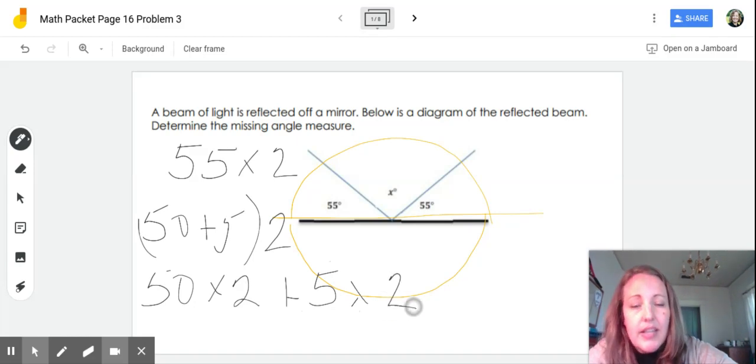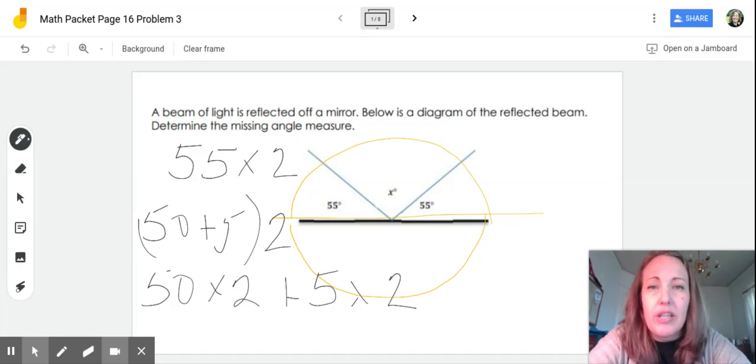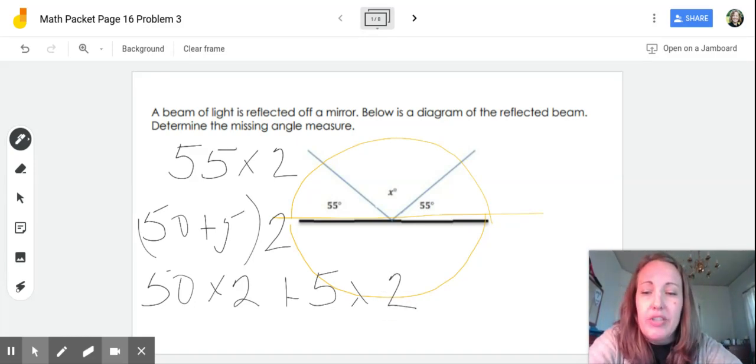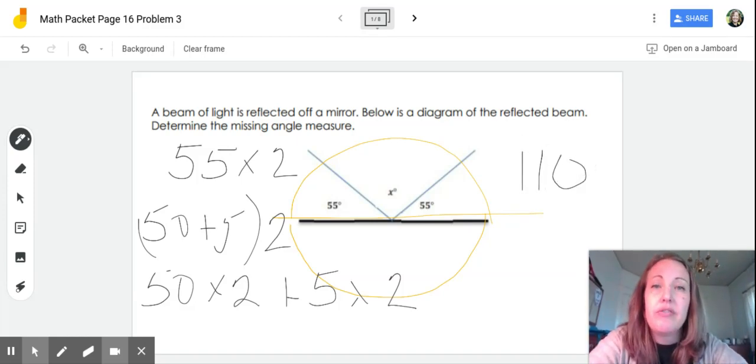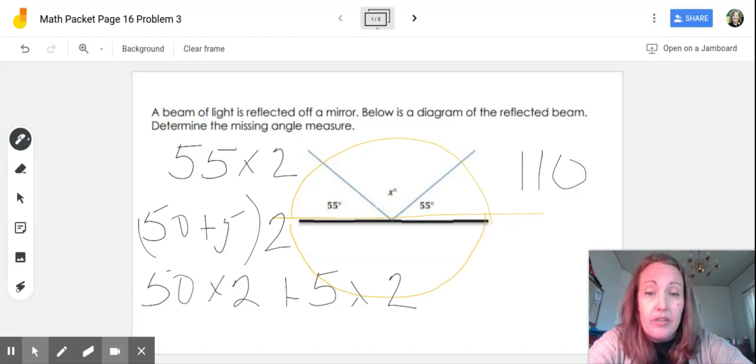This is how people do mental math when they're doing things like this. I know that 50 times 2 is 100 and 5 times 2 is 10. So I know that these angles add up to be 110, right? The 55 and the 55. You probably did that in your head differently. Not difficult, is it? Now I have to figure out that missing piece, that missing x right here.